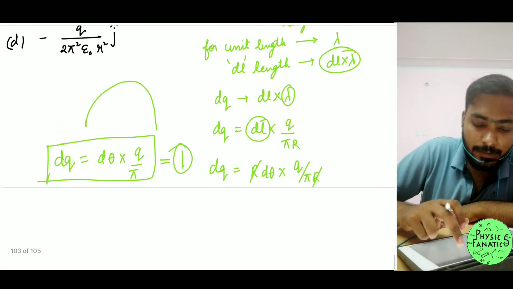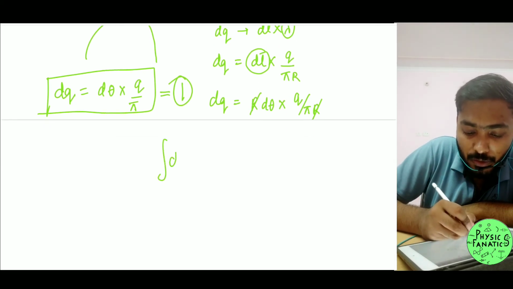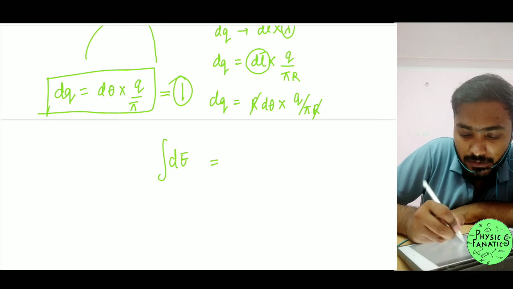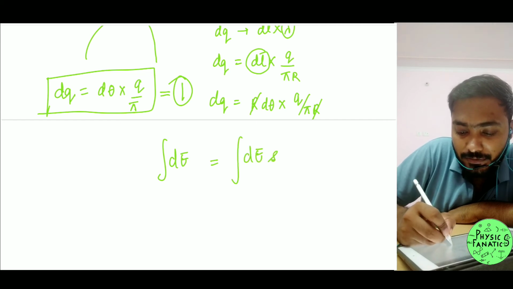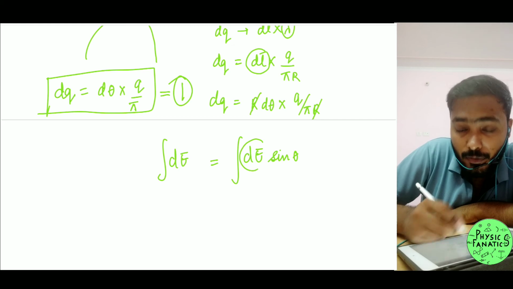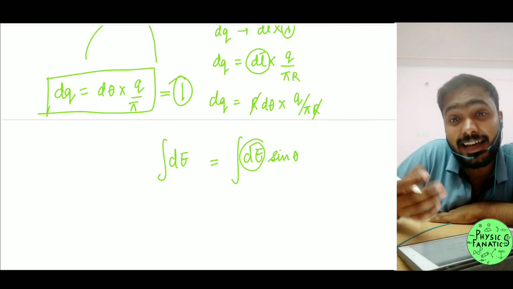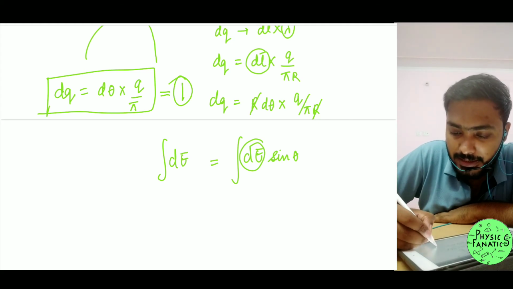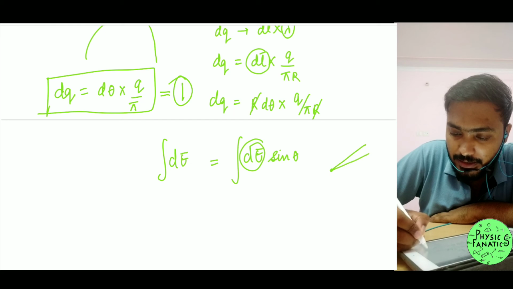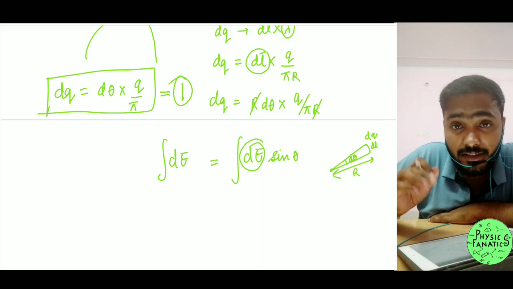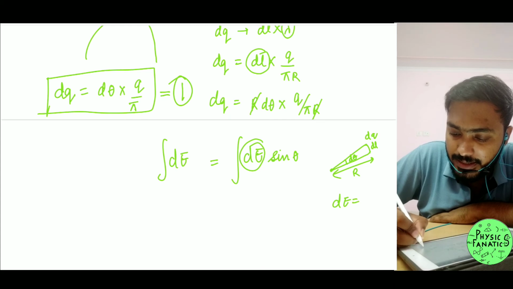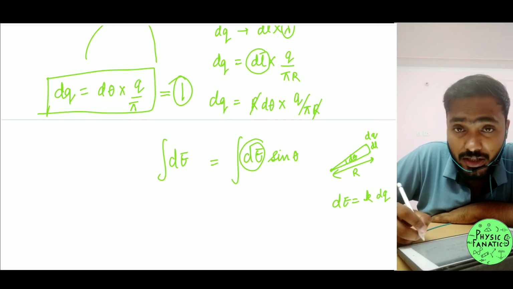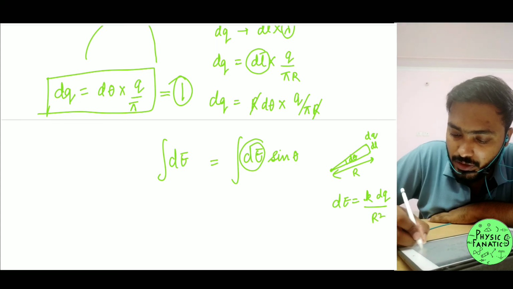Great. Now the main thing that I was supposed to do was integration over your electric field, right? That was equal to integration dE sine theta, where dE was the small electric field because of your dl length that has dq charge. Now from where to where should I integrate? You can see this was the center, this was your dl length, this was your d theta, and this dl length had dq charge, and this distance was your r. So I can find the value of dE, which is simply k dq divided by r square.